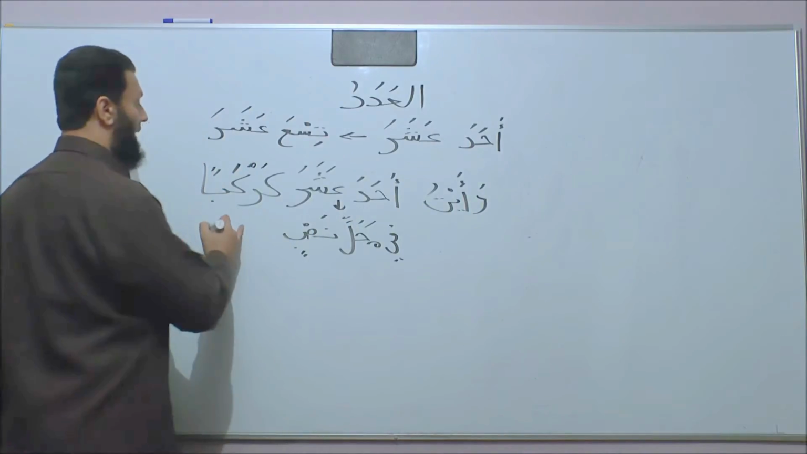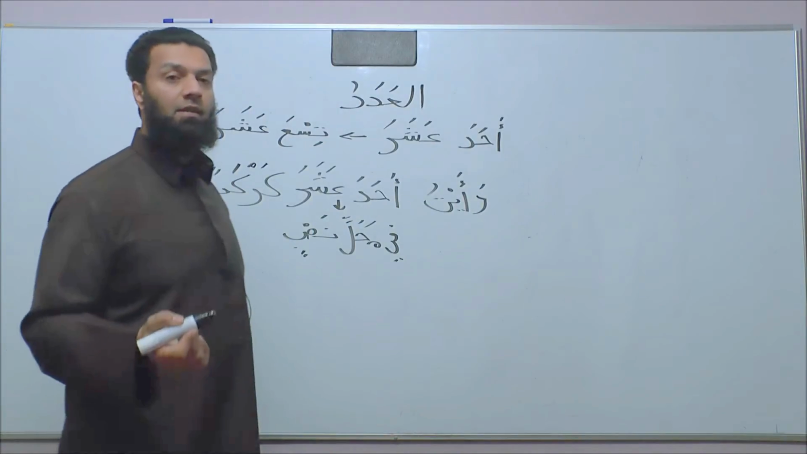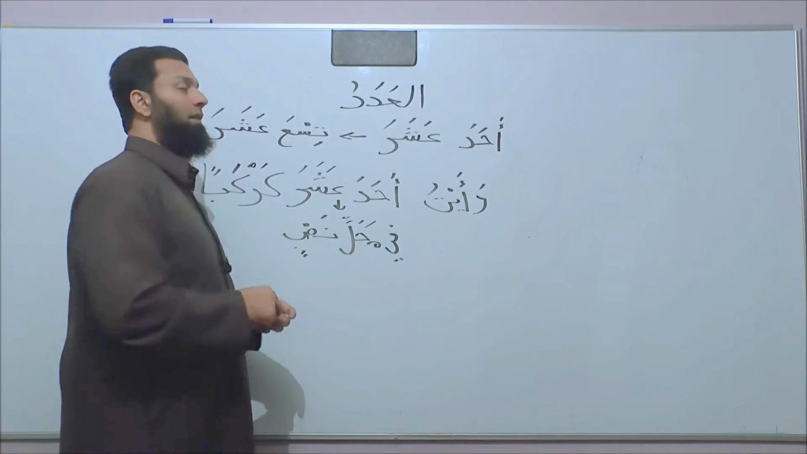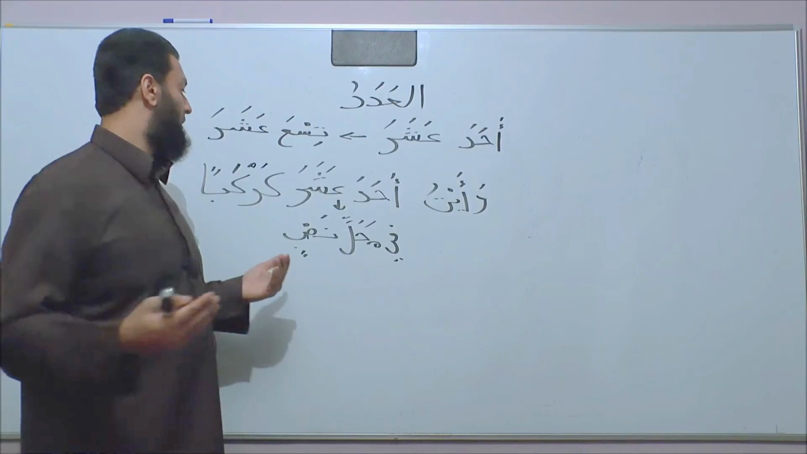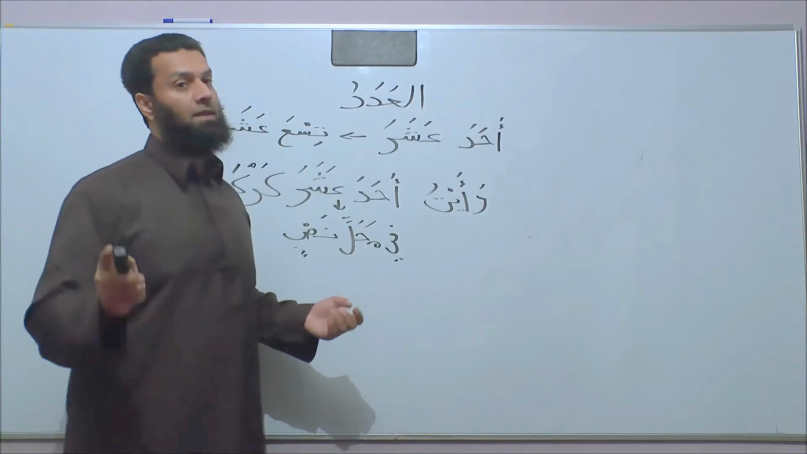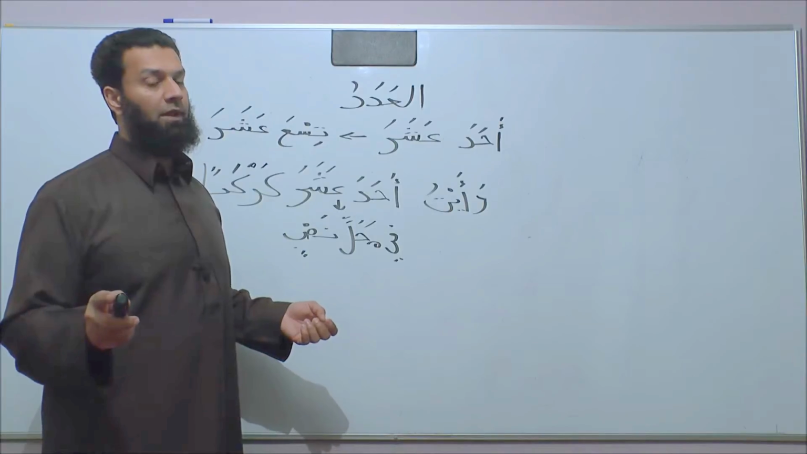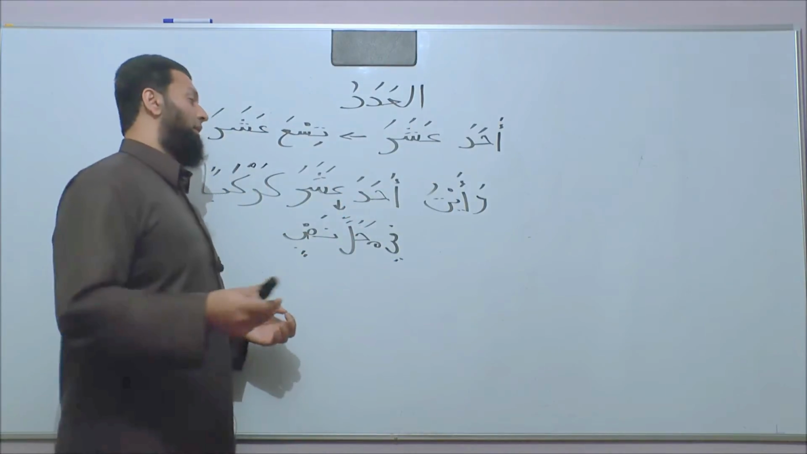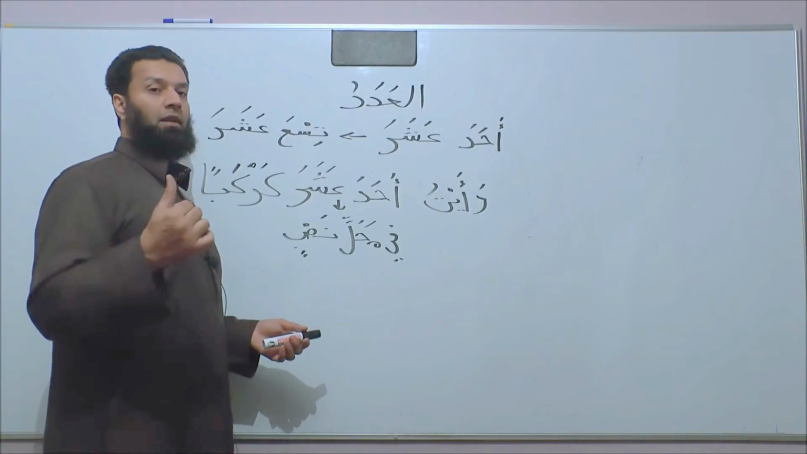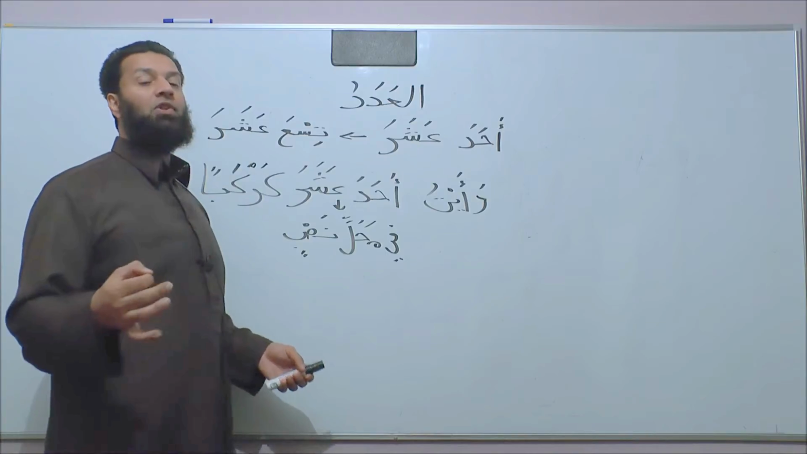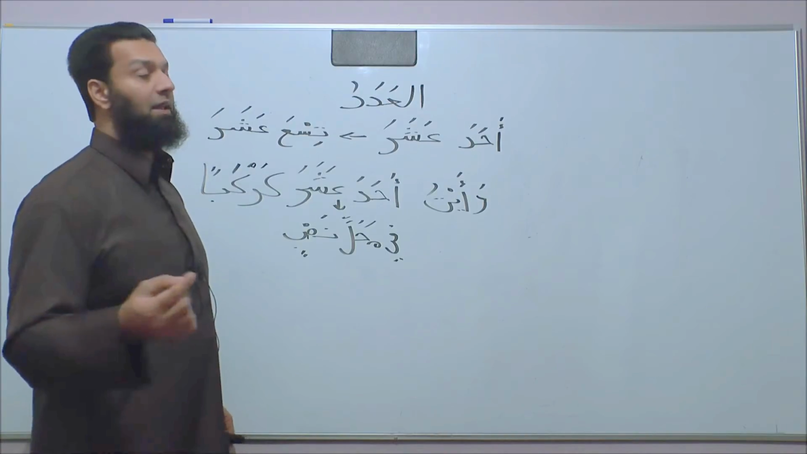أحد عشر. كوكبا means literally a star, but in today's language it's usually used to mean planet, right? So you say كوكب الأرض, planet Earth. But that ayah in Surah Yusuf, it relates to a star. The meaning is a star.